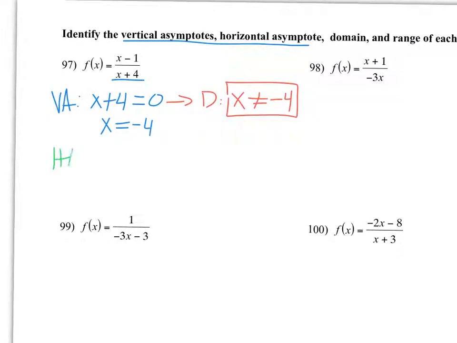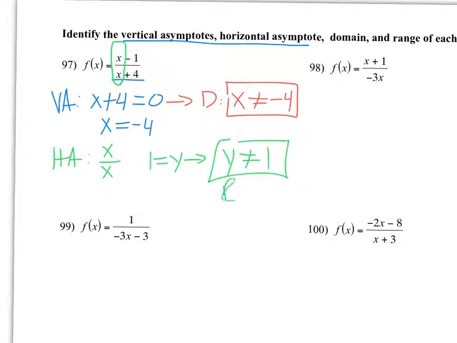For the horizontal asymptote, we had a shortcut for this, which was to divide the two terms of highest degree and see what we get. There's a little bit more complicated reason why this works, but if I do x over x, I get 1 as my horizontal asymptote. And just like for the vertical asymptote, y cannot equal 1 in our function, and that would be the range. The vertical asymptote will always tell you the domain, and the horizontal asymptote will always tell you the range.